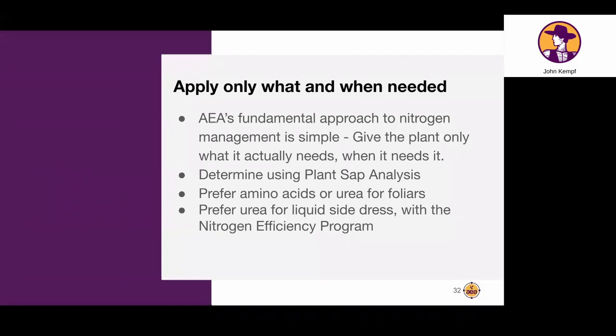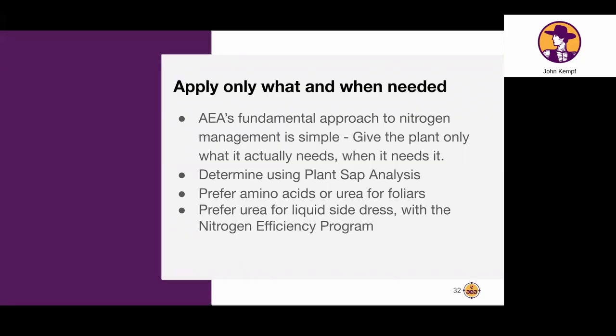So our approach to nitrogen management is pretty simple. Give plants what they need only when they need it. And we use soil analysis and sap analysis to determine that. We do not guess. And that's why, since we don't have to guess, we are able to produce consistent yields, higher yields than what are expected in the region, and not fall on our face very frequently.